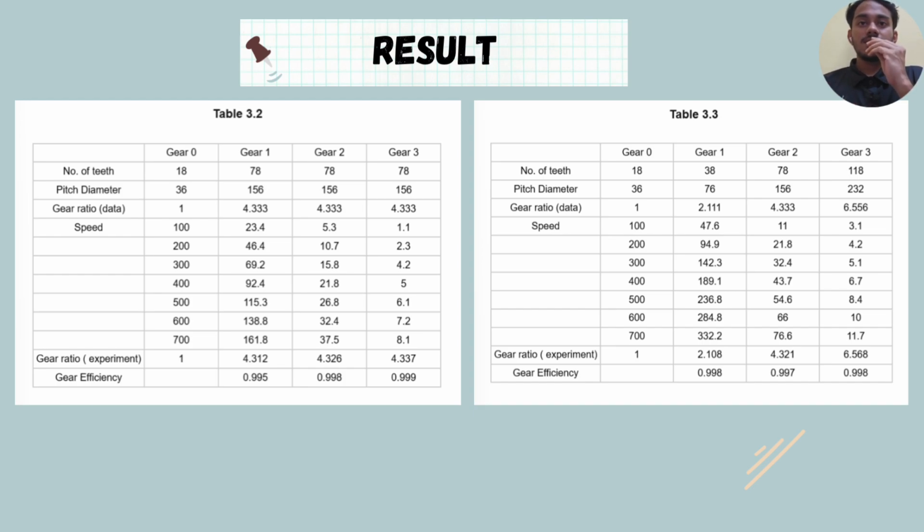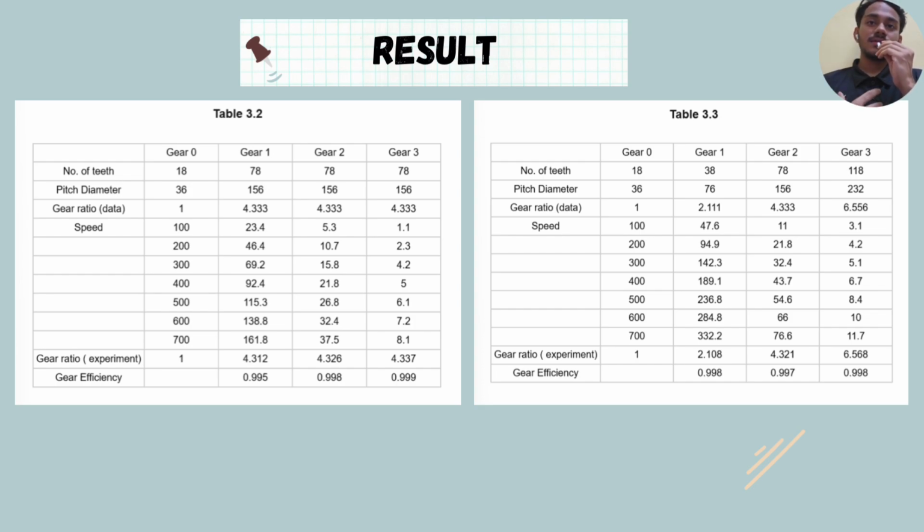The number of teeth is 78. Our data gives a gear ratio of 4.32 for the first gear, 4.326 for the second gear, and 4.337 for the third gear. The gear efficiency based on our data is 0.995 for the first gear, 0.998 for the second, and 0.999 for the last.